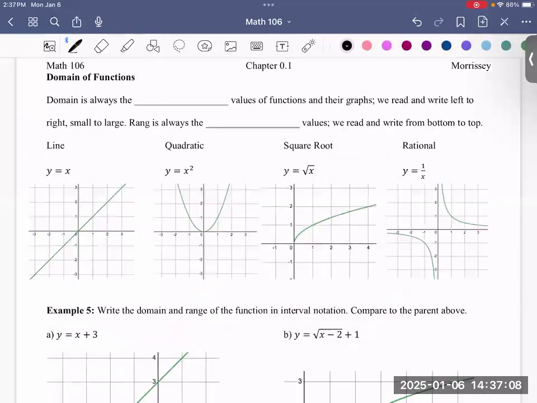Now, let's talk about domains of functions. So it says domain is always the horizontal x value. And their graphs. So it says we read it from left to right, smallest to largest. Range is always the vertical for your y values. And we write these from bottom to top, again, smallest to largest.